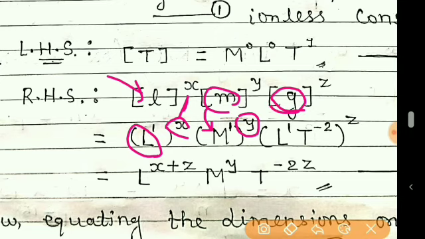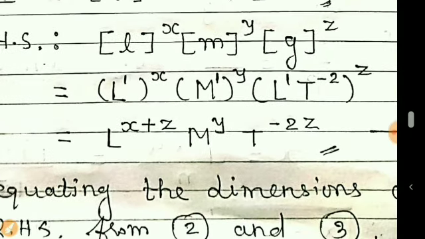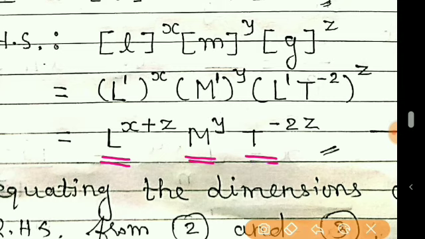Acceleration due to gravity is acceleration only, so it is distance upon time square. We have obtained the dimensions for acceleration in our previous topic in those examples. So we have written for acceleration L^1 T^-2, with power z. Now combining this, we have written first L, M and T. It is not necessary, you can write first M then L then T, or first T then M, L. Order is not important.